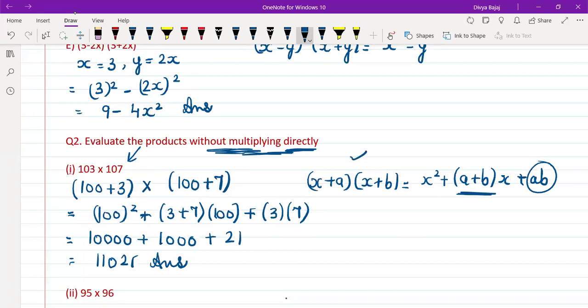So we just applied this identity. We just converted our question in such a way so that we can use the identity. I hope the question is clear. Let's move further. Second part.